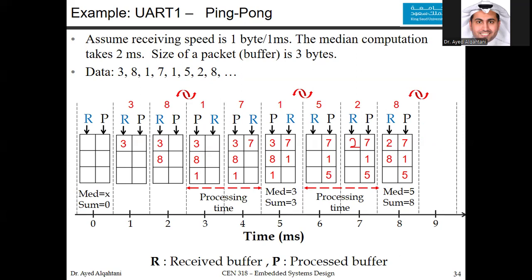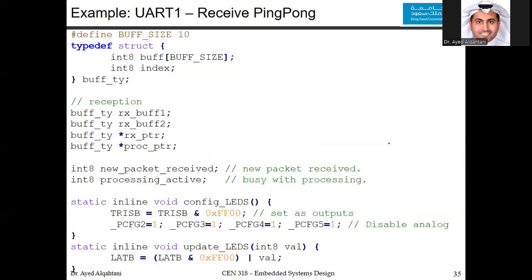So how to code this? Now you will have the longest code so far in the course. The idea is very easy. If you understand it, you can code it. Now we define the buffer size. Now instead of the 3 that I just explained to you, the buffer size is 10. You choose it based on the data that you are receiving.